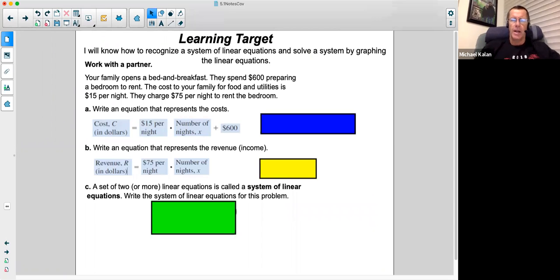Again, our learning target is how to recognize a system of linear equations and then to solve them by the first of 3 methods, which is graphing. Okay, so pretend your family owns a bed and breakfast. You guys know what a bed and breakfast is? It's like if you made one of the rooms where you live into a hotel or a motel, but you also provide breakfast. Usually they're cozy and quiet and there's not as many rooms. It's not like a big bustling hotel.